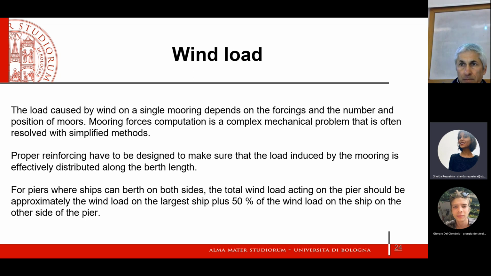Now let's talk about each single mooring.